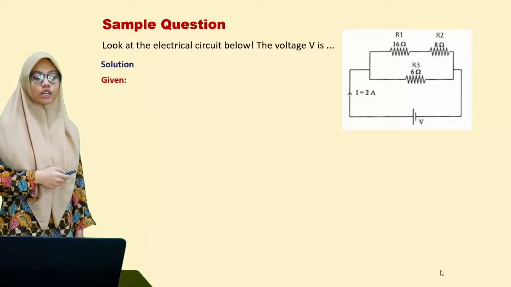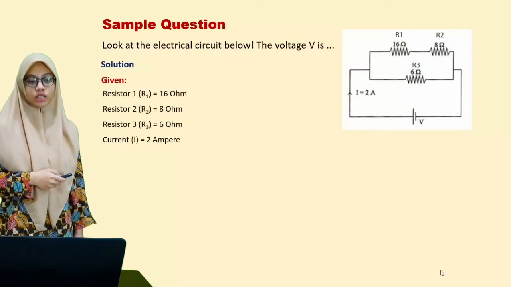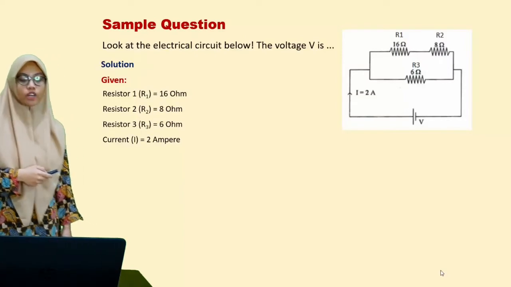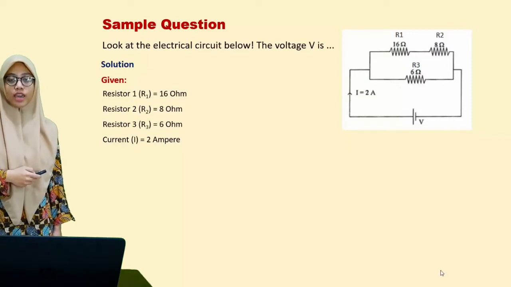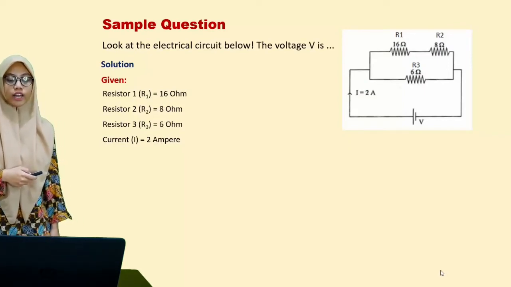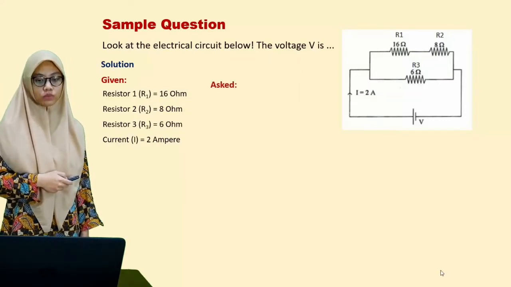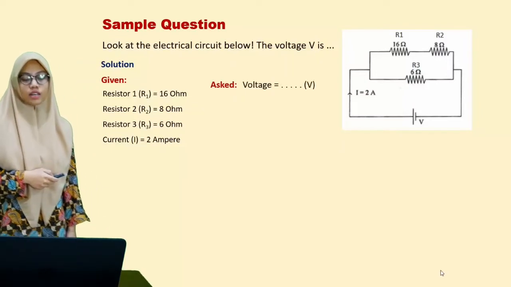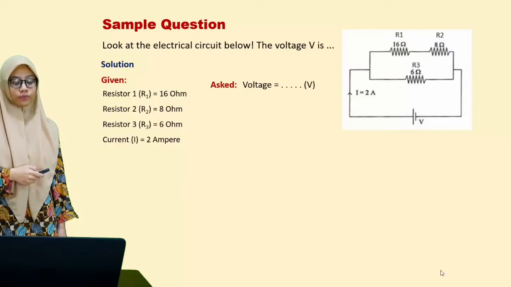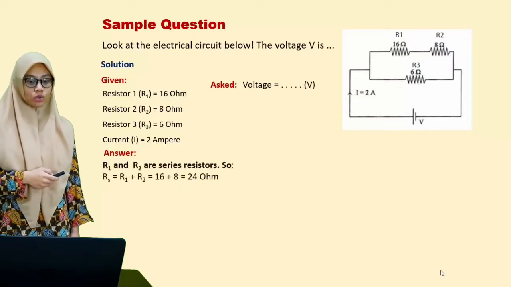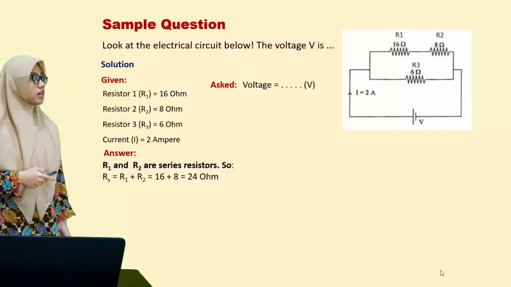For the first, you must determine the given. By the picture, you already know that the given is resistor 1 or R1, value is 16 ohm. Resistor 2 or R2 is 8 ohm, and resistor 3 or R3 is 6 ohm, and the current is 2 ampere. Okay, this is X. The thing we want is voltage with the unit volt. To answer the question, we must determine where is the series resistor and where is the parallel resistor.